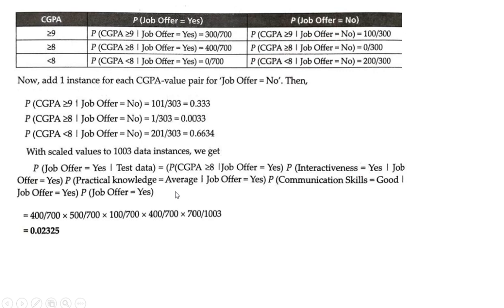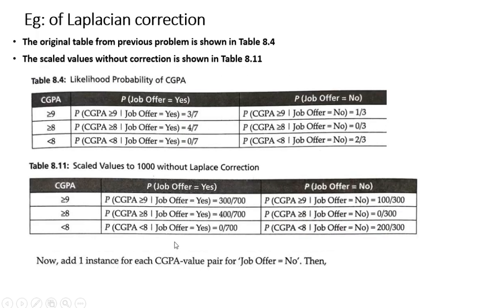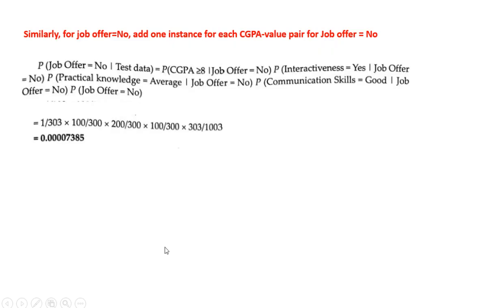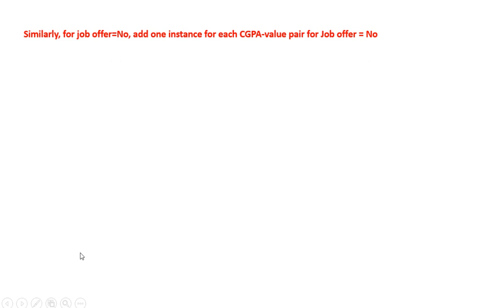The probability of job offer yes is 700 divided by total instances. My total instances were initially 1000, now it becomes 1003. So what has changed here is this one, 1003, because I added 3 instances to it. For the same problem, you can see that now I'm getting the probability as 0.02325. Before, I got a value of 0.023, now I got 0.23125.